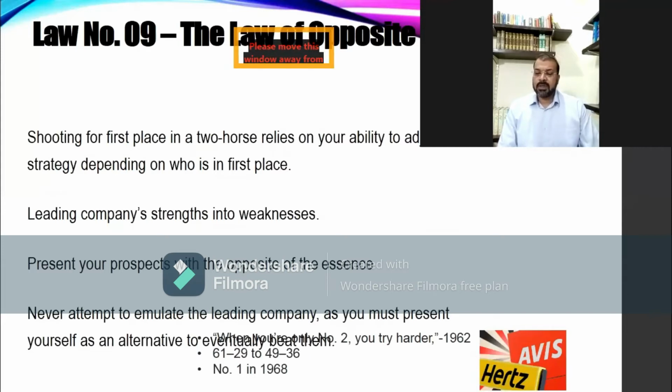The law of opposite: in most cases the markets are led by the top two brands, like PepsiCo, and in any industry you go to, you will see that the rest of the brands have market share, but the top share is with one of two brands. So instead of entering that market and trying to gain the first position, which is usually not possible, you should always come with something opposite to what those brands already are.